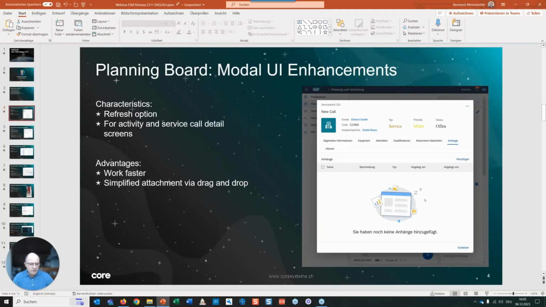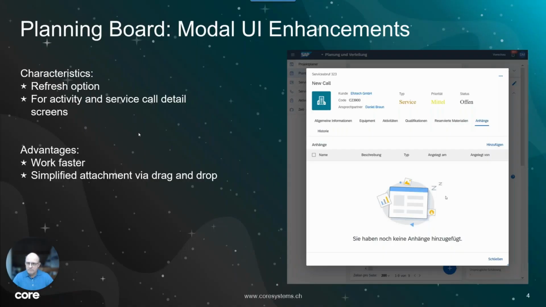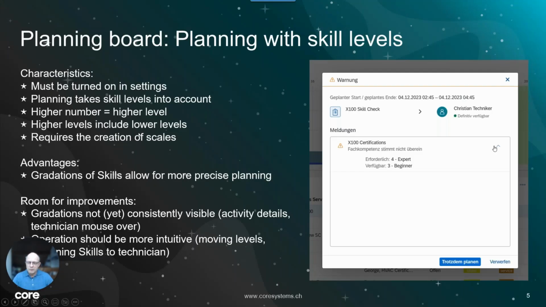Let us continue with our next topic. Again, in the planning board, we have some news for you, and that is the planning with so-called skill levels. In the past, you could already use skills to do skill matching and then use, for example, the find matching algorithm. The planning board would also check if your skills match your technician's skills. Now, this has been enhanced with skill levels. You can introduce skill levels, which was already done in one of the last releases, but now you can also use them for your planning.